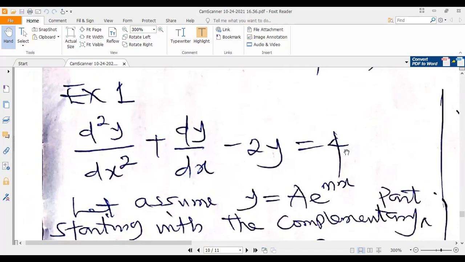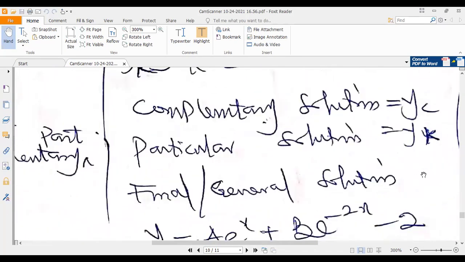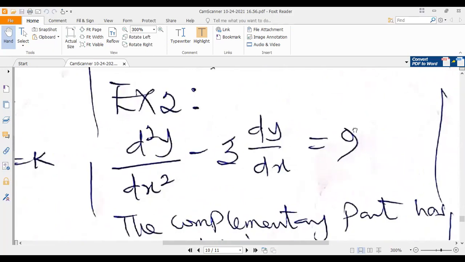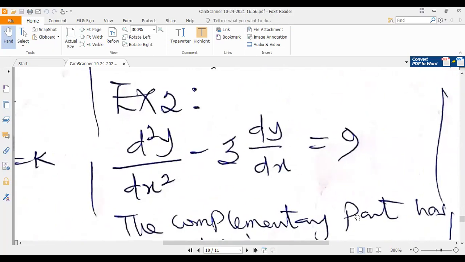Do you all agree with me? Yes, sir. Now, let me show you another problem. What is my f of x? 9. And this one is non-homogeneous. But we see that in this case, c is 0. There's nothing like plus cy here. We are supposed to have y here.